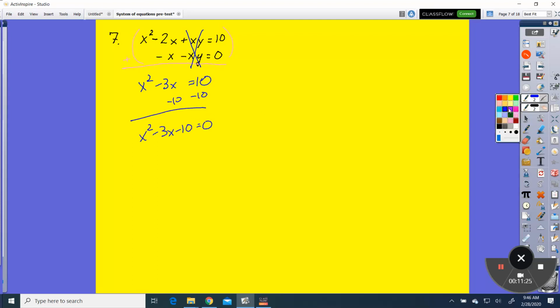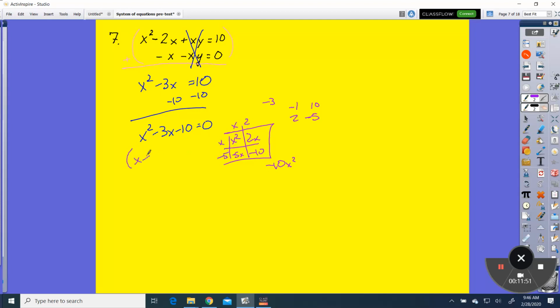So now that I've got to that point, now we're going to factor again. X squared, negative 10, that makes negative 10x squared. So what multiplies to be negative 10 and adds to be negative 3? So the only things that multiply to be 10 are 1 and 10, and 2 and 5. So 2 minus 5 is negative 3, so that's the one I want. So I put x and 2 and x and negative 5. So those are my factors. X minus 5, x plus 2.